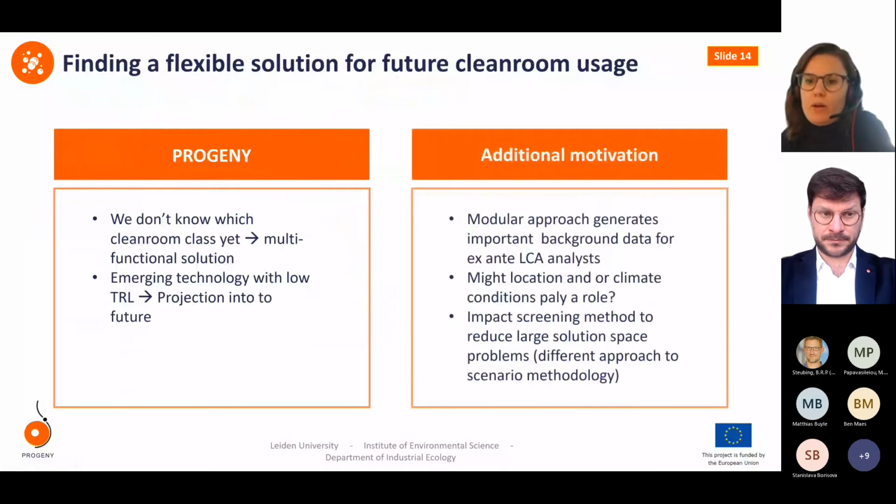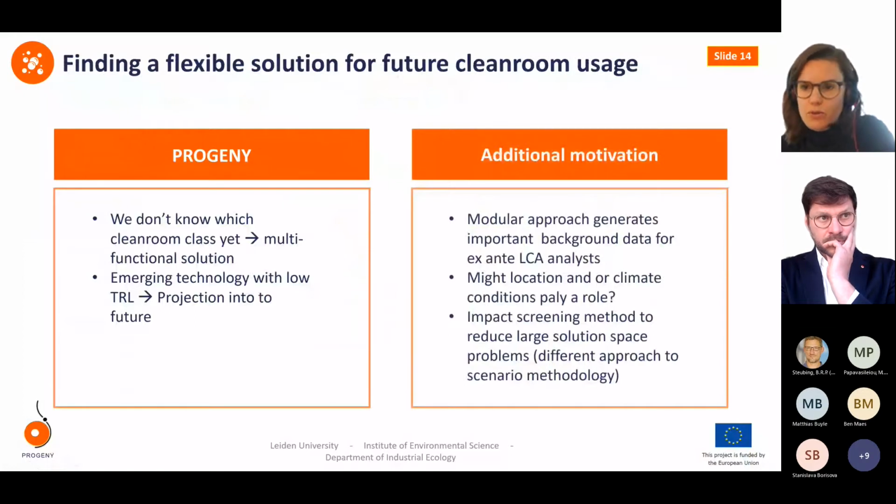Then we also wanted to take a look into the question if the location might matter for clean rooms. So do we want to have clean rooms built in the future more in Europe or maybe in Southeast Asia? So we were taking a look into that as well. And then we also wanted to test this theory, if it's possible to use life cycle assessment as a sort of impact screening method to reduce big solution spaces, in a way that we can already exclude very dirty solutions. But I will come to that in a second.